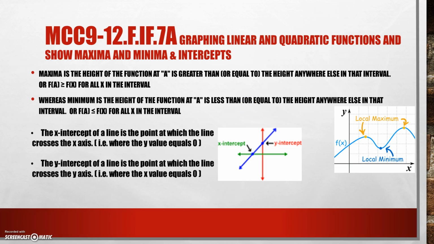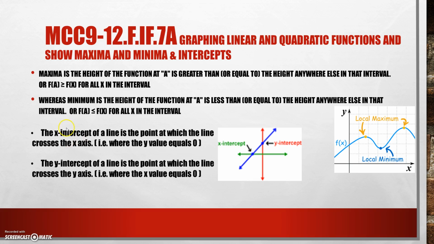Graphing linear and quadratic functions and showing maxima and minima and intercepts. Maxima is where the height of the function at a is greater than or equal to the height anywhere else in the interval, whereas minima is where the height of the function at a is less than or equal to the height anywhere else in that interval. So if we look right here, you will see that the highest point is the maxima and the lowest point is the minima, just like it says.